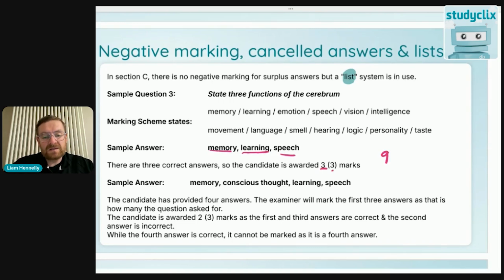In the next sample answer that we look at, we see memory, conscious thought, learning, and speech. The candidate, as you can see, has given us 4 answers. If I'm marking this as an examiner, because I've only been asked for 3 functions, I am going to mark the first 3. So I'm going to say correct, incorrect, correct, and then I stop marking. Even though the 4th answer is correct, I can't award the marks because the question clearly said to state 3 functions of the cerebrum. So this student will actually only get 6 marks out of the 9 going.